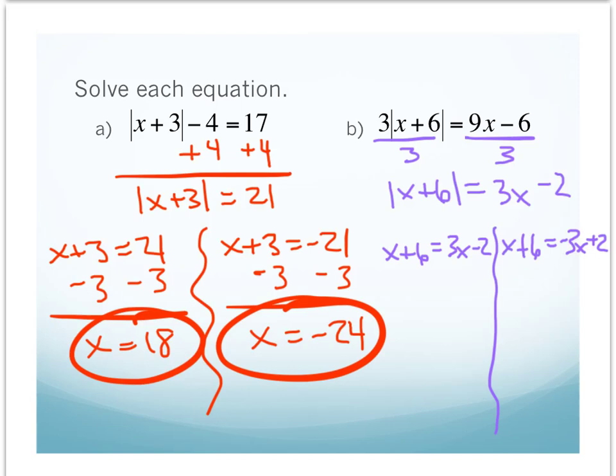And I'm just going to go ahead and solve as I normally would. I'm going to subtract 6 from both sides. At the same time, I'm going to add 3x. That would eliminate that 3x. Add 3x to the left side. So now I have 4x is equal to negative 4. Divide by 4. Divide by 4. X is equal to negative 1.